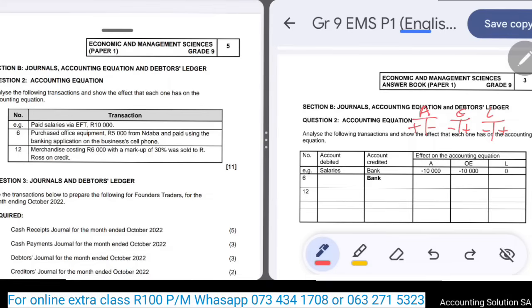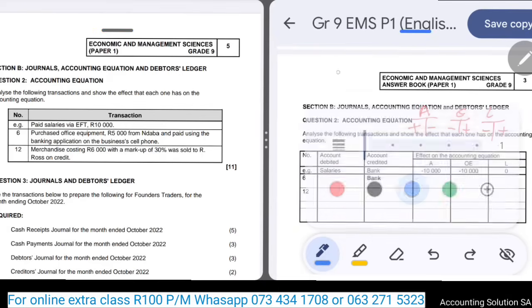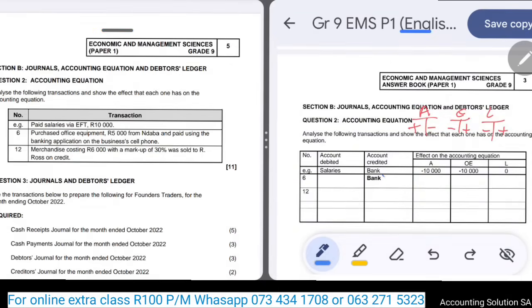Okay, let's start. They give us only 2 transactions for 11 marks, because this example is already drafted. Okay, they say purchase office equipment, which is 5,000, from Dava, and paid using the banking application on the business cell phone. In other words, they use cash. So that's why here, guys, they already credited bank. Why? Because money is out, and money is out on the credit side. Why is the money out? Because we purchased equipment.